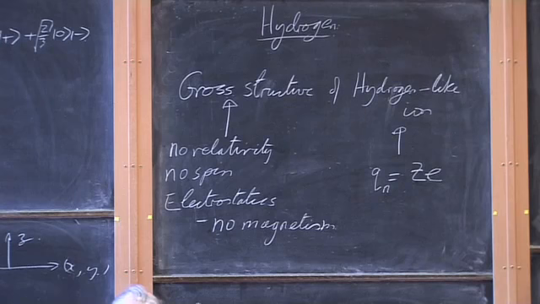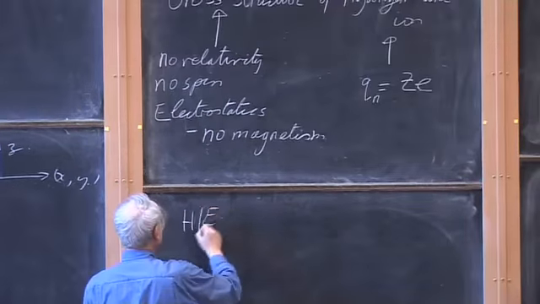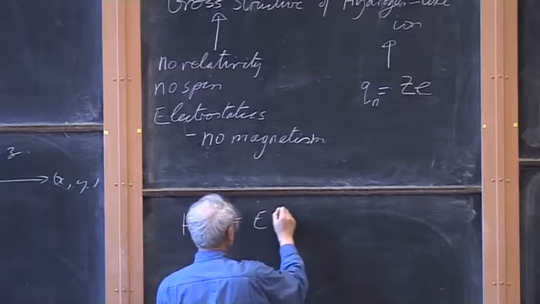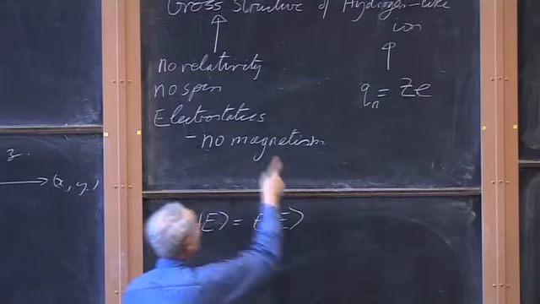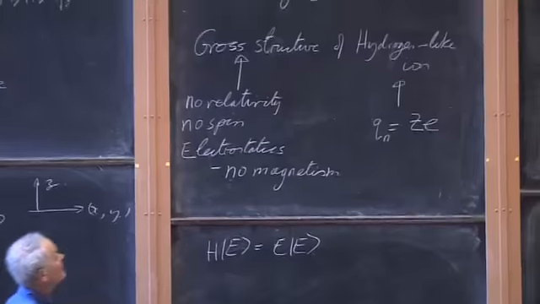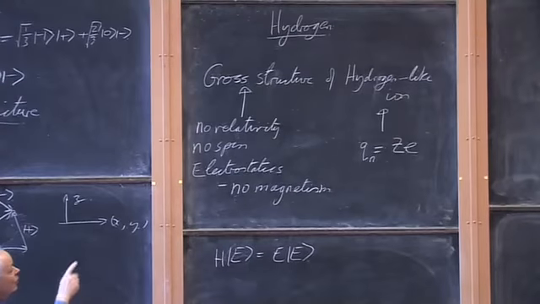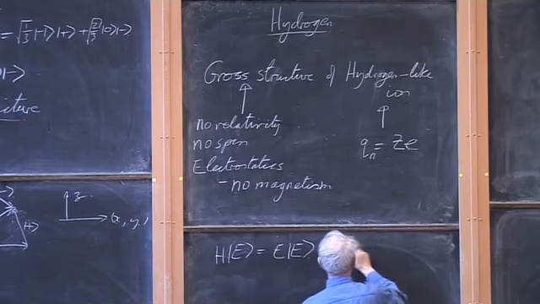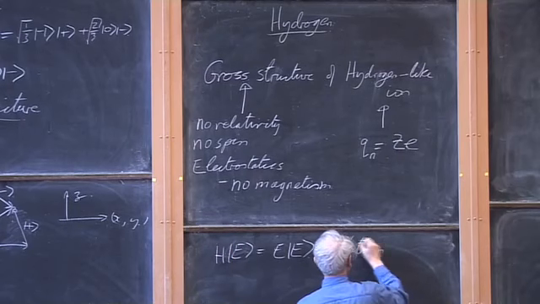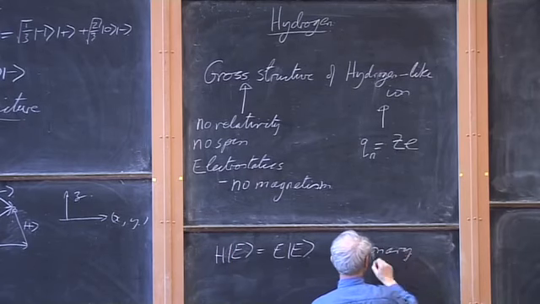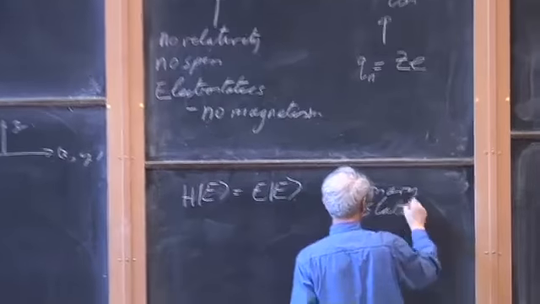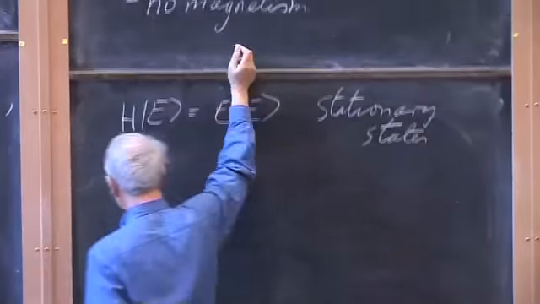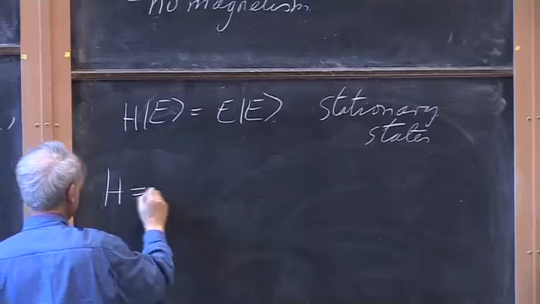So now what we're obviously trying to do is find the stationary states of an atom, of a system which consists of one electron and one nucleus with that charge. So we want the stationary states because they provide the key to the dynamics. Usual situation. So what's the Hamiltonian under these approximations?